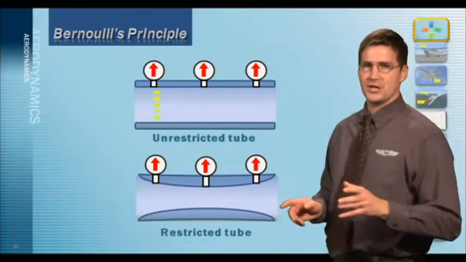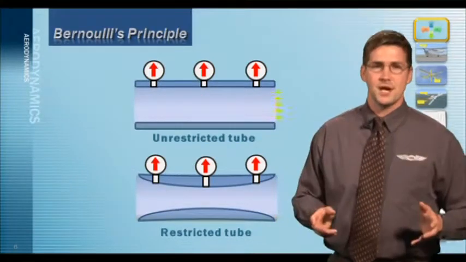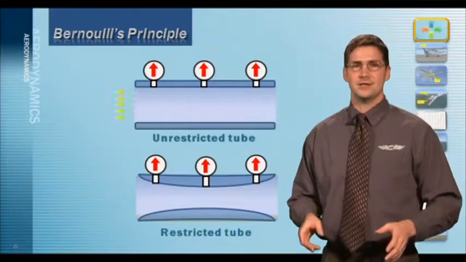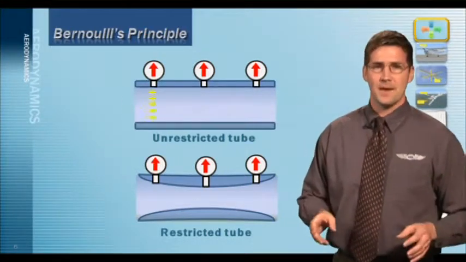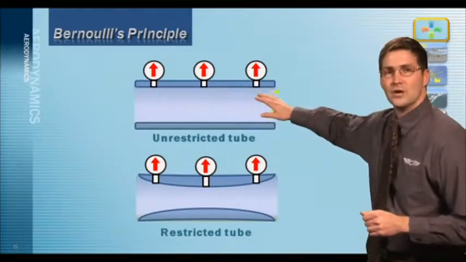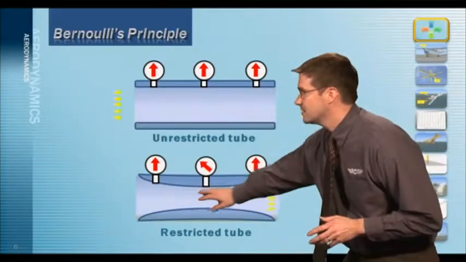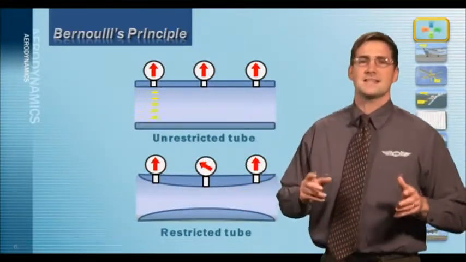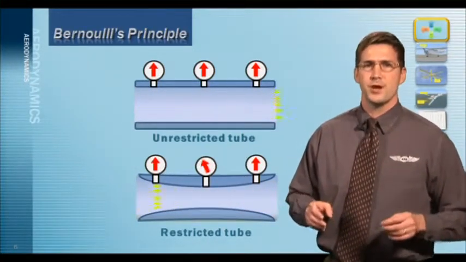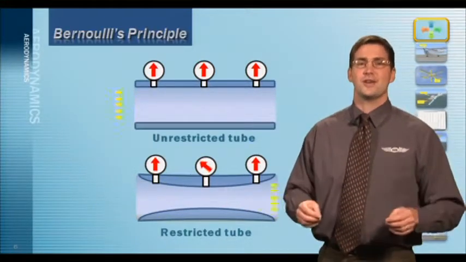One way the production of lift may be explained is by Bernoulli's principle. Professor Bernoulli discovered that when the velocity of a fluid increases, the pressure decreases. Looking at this example, you can see that when the liquid passes through the unrestricted tube that you see right here, it flows at a constant velocity. When the tube is restricted, such as this tube down here, the liquid's velocity must increase to travel through the restriction. This reduces the pressure in the restriction. This is Bernoulli's principle, often called the Venturi effect.